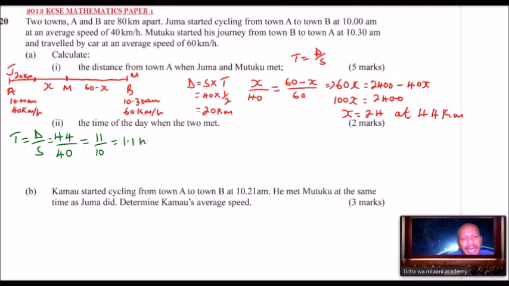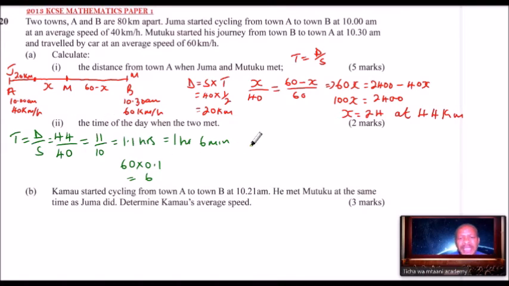1.1 hours. This means that if you separate it, you get 1 hour and 0.1. Then we have 0.1 of 60, so 60 multiplied by 0.1 will give you 6. So it is 1 hour 6 minutes. This is the time that Juma took up to the time they met.